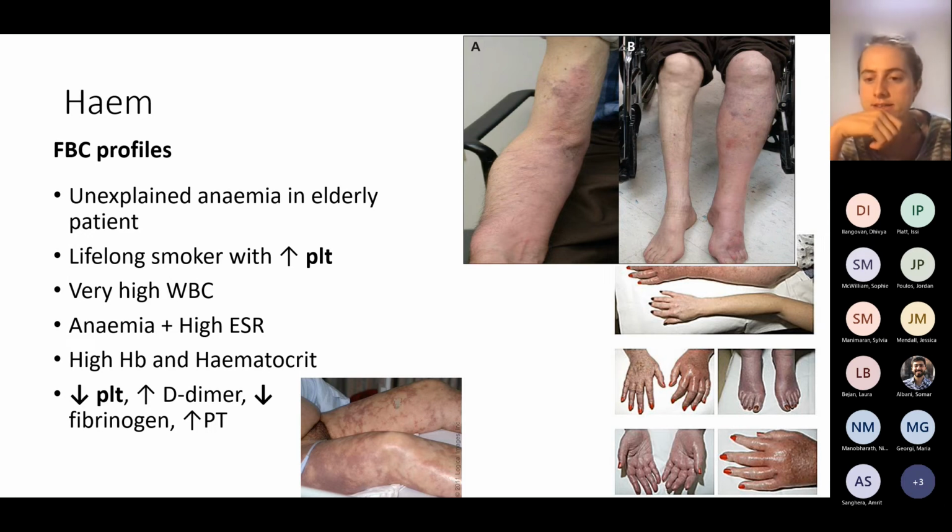And what about this profile? What do you think that is? Someone has decreased platelets, increased D-dimer, decreased fibrinogen. Yeah, DIC. Well done. And that's what DIC can look like. Someone can be bleeding and clotting all at the same time. It's a bit of a disaster. Does anyone know what this is? It's quite a niche sign, I'll admit.